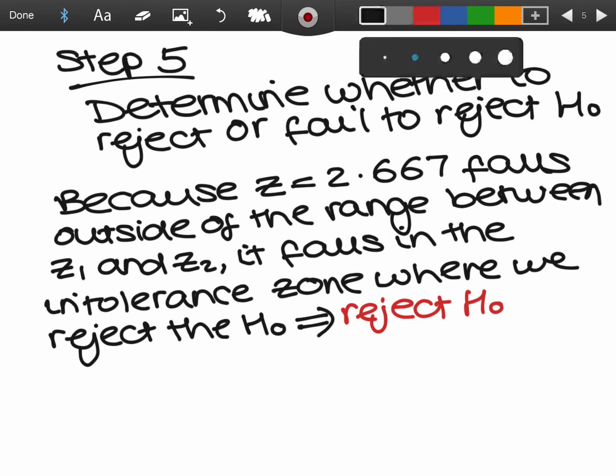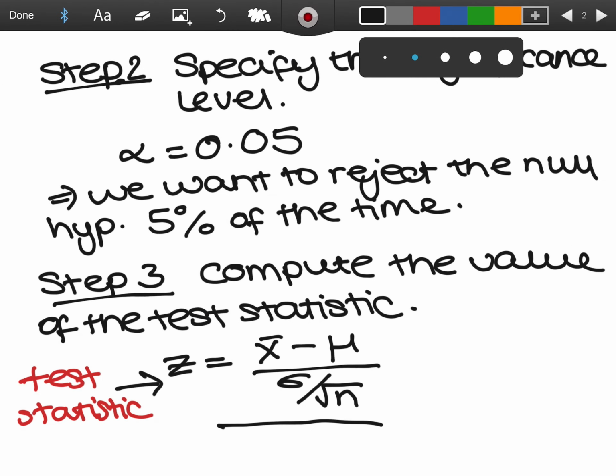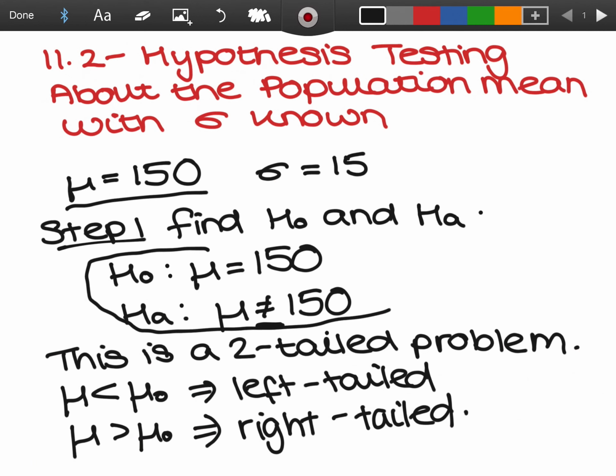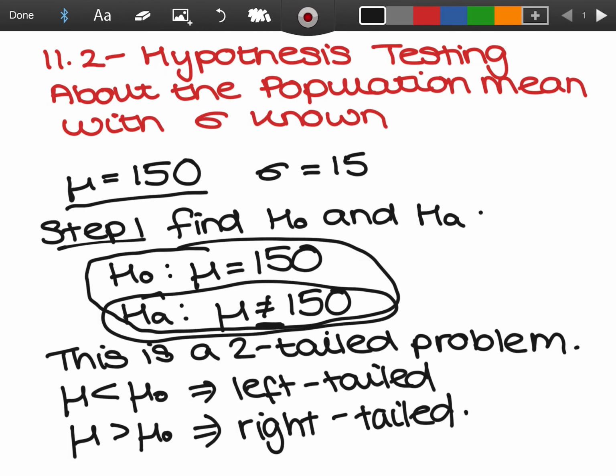What does that mean? Put it back in terms of the initial problem. Okay. If we look back at our initial problem, these were our hypotheses. We're rejecting that null hypothesis in favor of the alternative. That means that we think that our mean is different than 150. So because we had that sample where the mean was 154, that gave us a test statistic. That test statistic fell outside of the range that we wanted it to fall in. Therefore, we're going to reject our null hypothesis in favor of this alternative here.